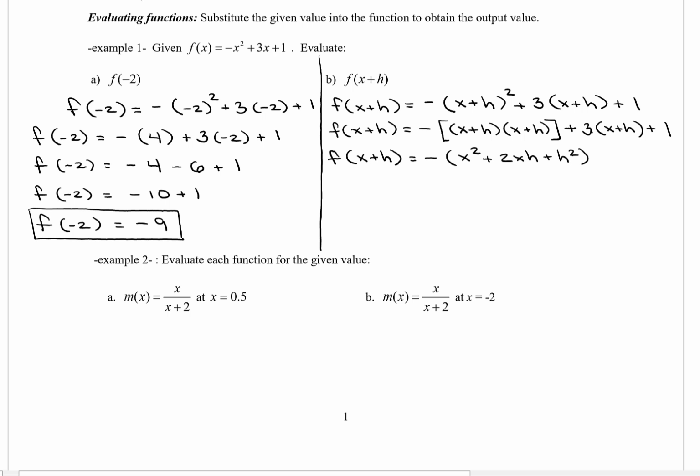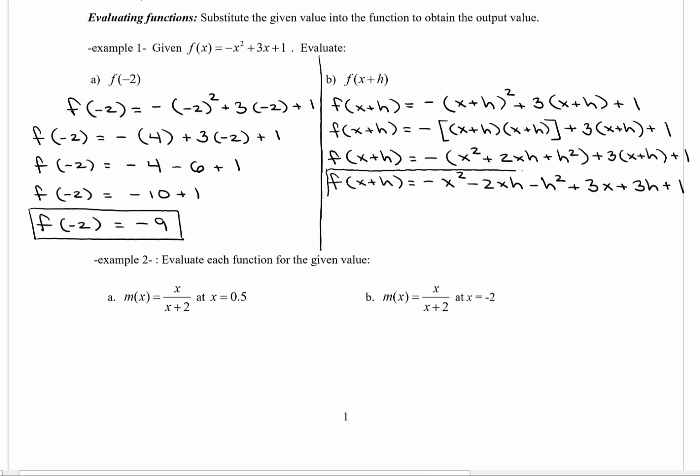We're going to have to remember to distribute that negative in front. 3 times the quantity x plus h, and then we're going to add a 1 at the end. This is going to be f of x plus h equals, if I distribute the negative, I'll get negative x squared minus 2xh minus h squared plus, now I'm going to distribute the 3x plus 3h, and then at the end we add that plus 1. I'm going to box this in. This is my final answer because there are no like terms that I can combine.